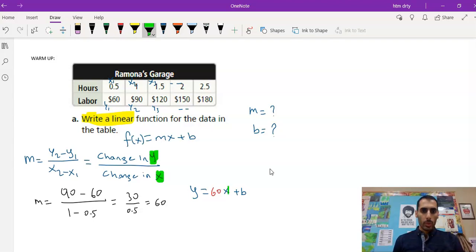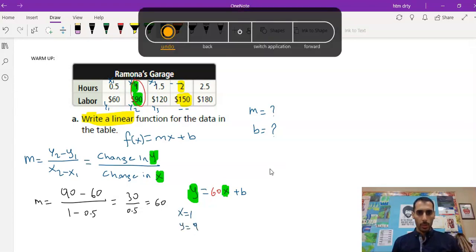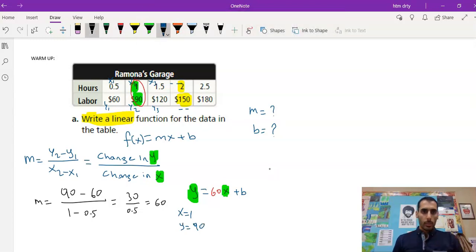We need a point for x and y. We can get the points here, whichever point you like. 1 and 90 if you like it, you can take 2 and 150, or 0.5 and 60. Usually we choose the easy one, so 1 and 90 looks easy for me, so I'm going to take this one. Let's substitute x for 1, y for 90. So it's going to be 90 equals 60 times 1 plus b.